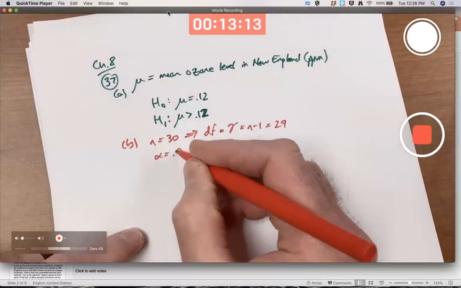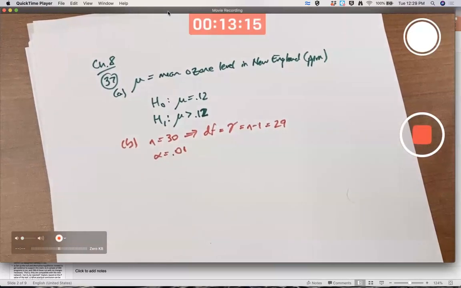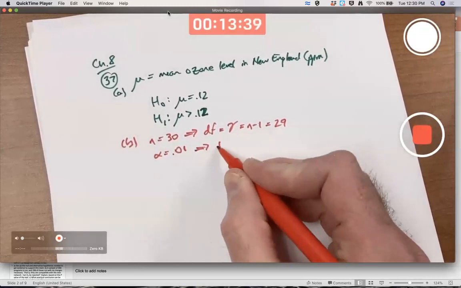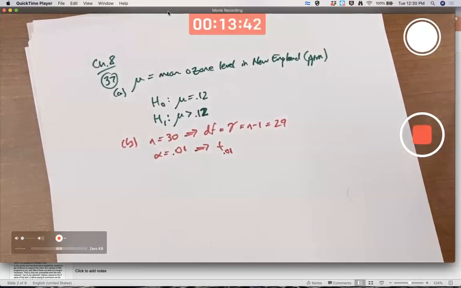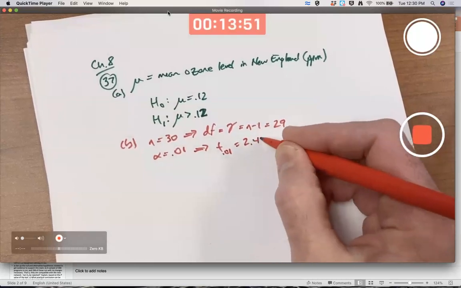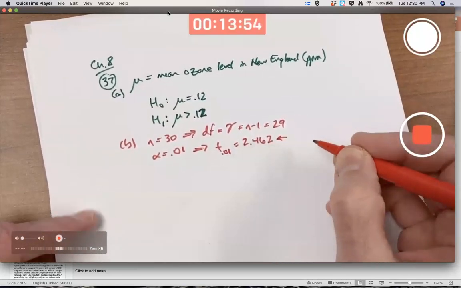Alpha is 0.01. We are doing a right-tailed test, and it's not a confidence interval. We do not have to divide alpha by 2. We divided alpha by 2 for confidence intervals. And we might have to divide alpha by 2 when we're thinking about two-tailed tests, which we really haven't done yet. I'm really looking for t sub 0.01. And remember, like I said in the table, that means the area to the left is 0.99. And what we saw is it's 2.462.